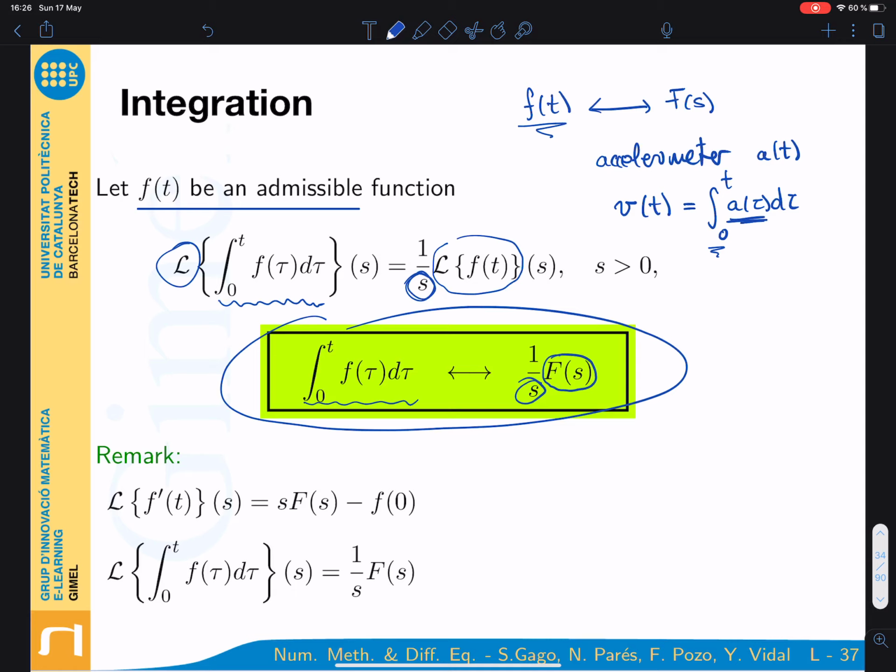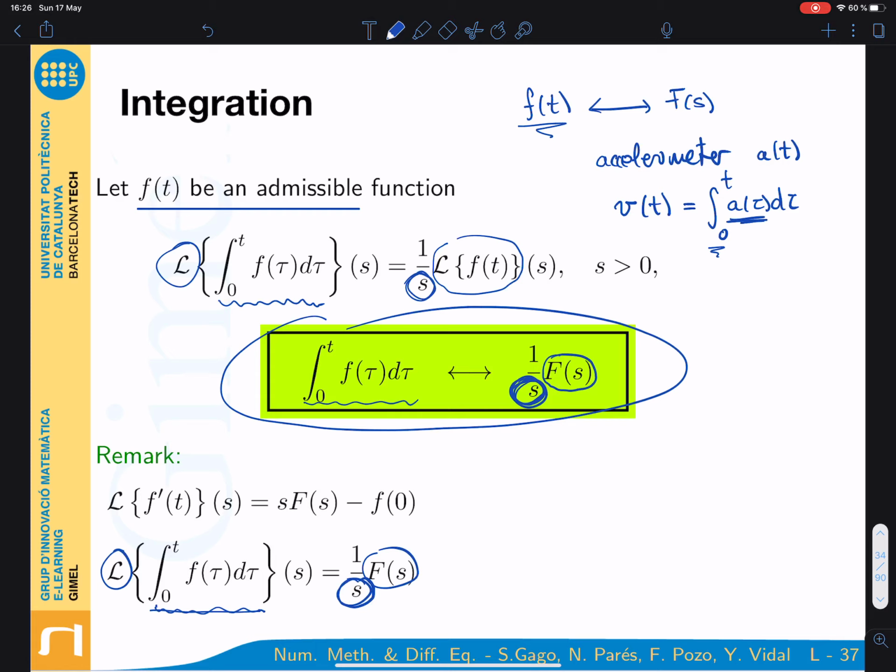and this property of the Laplace transform tells us how the Laplace transform of this type of functions can be computed very easily, just dividing by s, okay? So I repeat here how we can compute the Laplace transform of the integral of a function: it is just dividing by s. And it's noteworthy that when I compute the integral in time domain, in frequency domain, I'm just dividing by s.